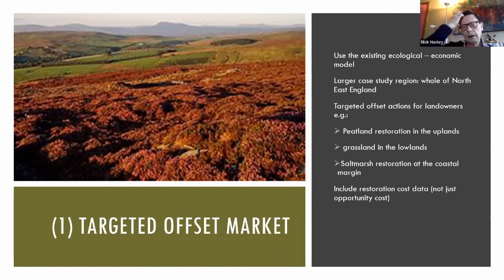And rather than having it the case that you only generate offset credits by switching agricultural land use to one specific form of land management, which is low intensity grassland, we want to try and add some extra detail there. So for example, thinking about peatland restoration in the uplands, or changing the management of grassland in the lowlands, or indeed, in both of our case study sites, salt marsh restoration at the coastal margins.